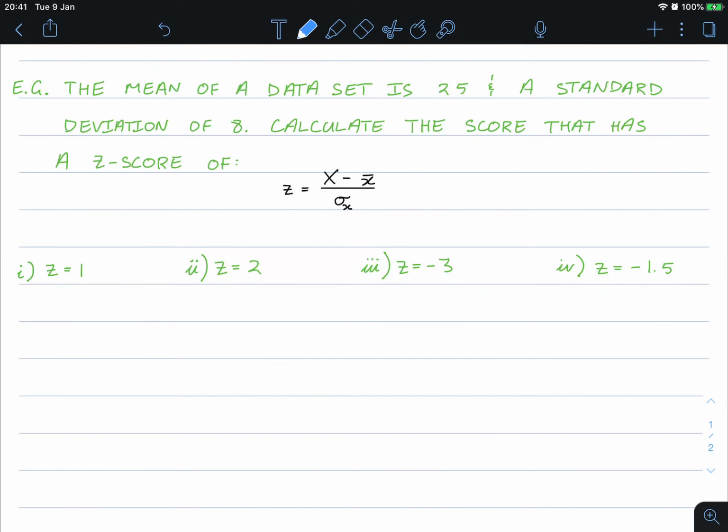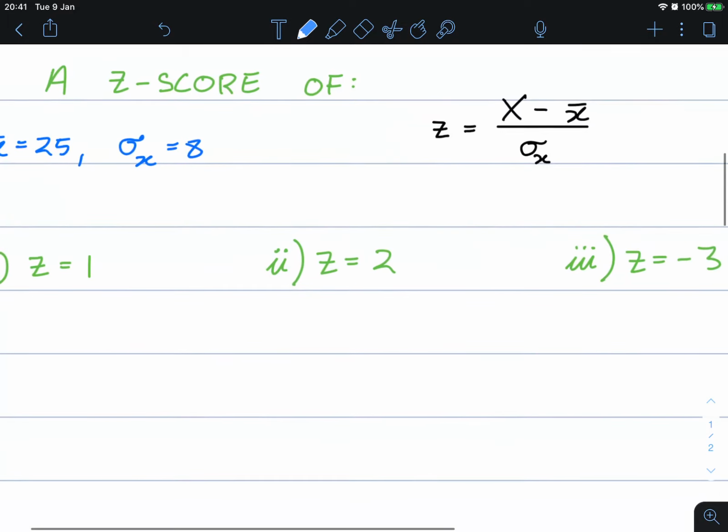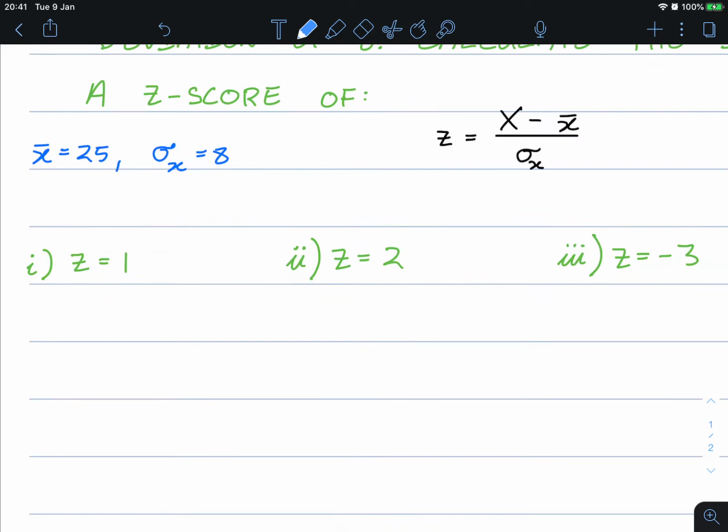The mean of a data set is 25 and the standard deviation is 8. So we have a mean of 25 and its standard deviation is equal to 8. Calculate the raw score that has a z-score of 1. Let's utilize the information that we have. Let's substitute 1 into z.